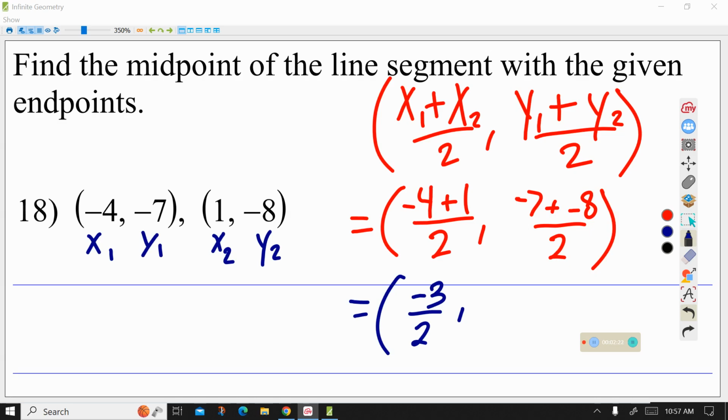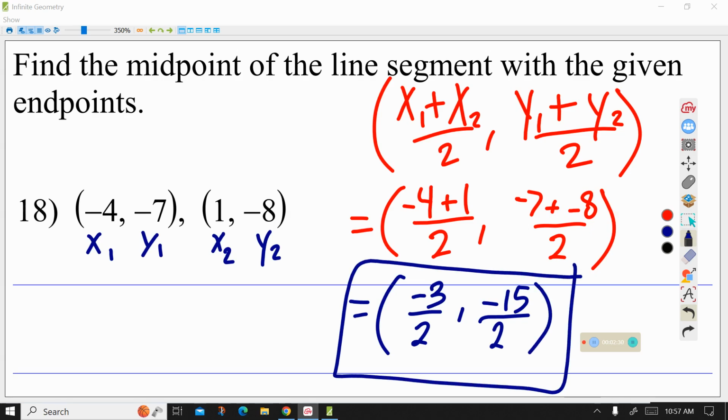-7 minus 8 is going to give us -15/2. Okay, and so we're just going to keep our number just like this. This will be the final answer. These fractions can't be reduced anymore. So we're going to try to get 19 and 20 up here. This video is still pretty short, so I think we need one more example on the video.